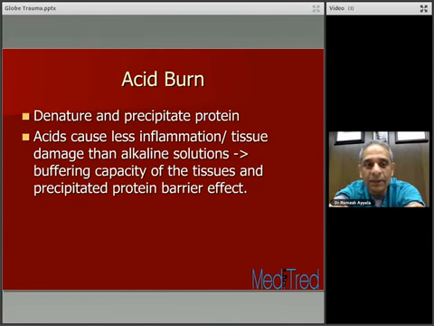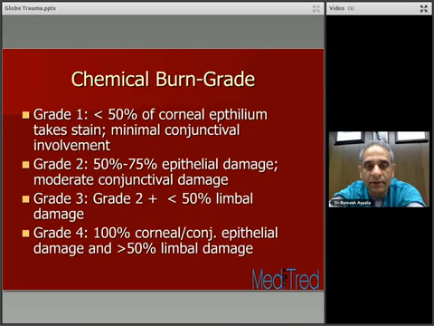Whereas acid burn results in denaturation and precipitation of the protein, and as such, they cause less inflammation and tissue damage than alkali solutions. Buffering capacity of the tissue and the precipitated protein barrier effect result in less inflammation and tissue damage compared to the alkali solutions.